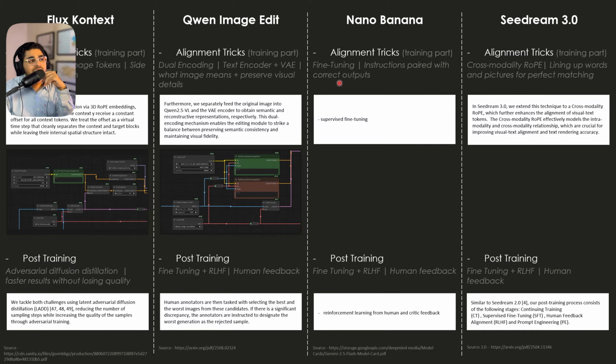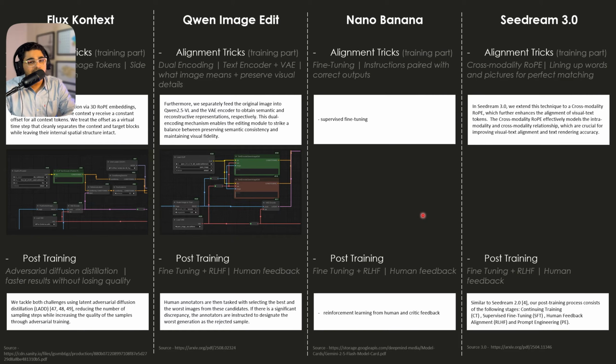With NanoBanana, it just says fine tuning. I'm not sure what the fine tuning means. I'm assuming it is instruction paired with correct output. And with Seedream 3.0, it is also using ROPE but cross modality, which basically means they're going to line up the word and the picture to get a perfect matching, and then you get the output.